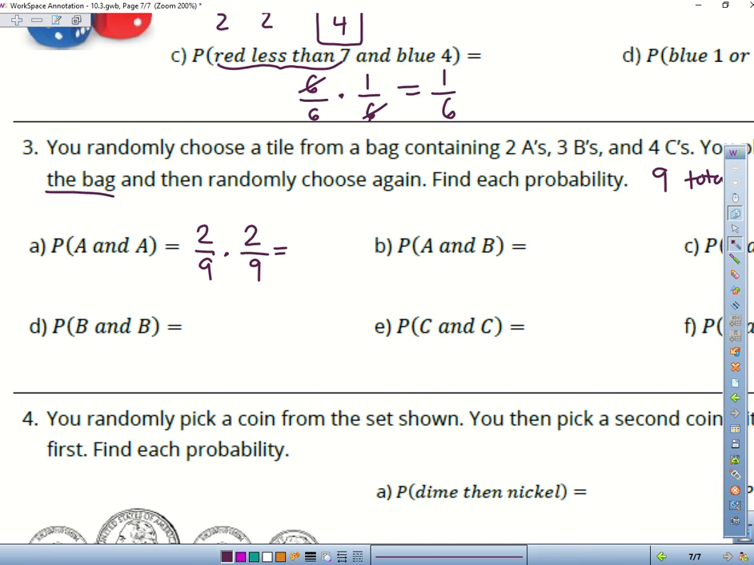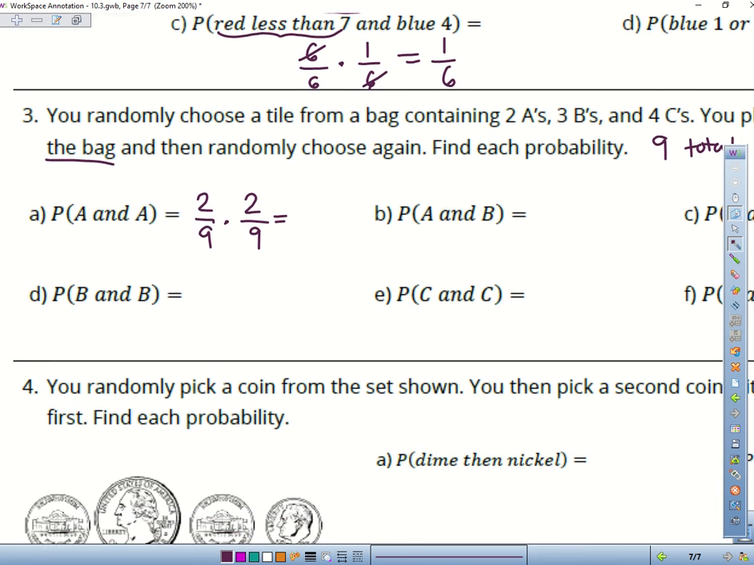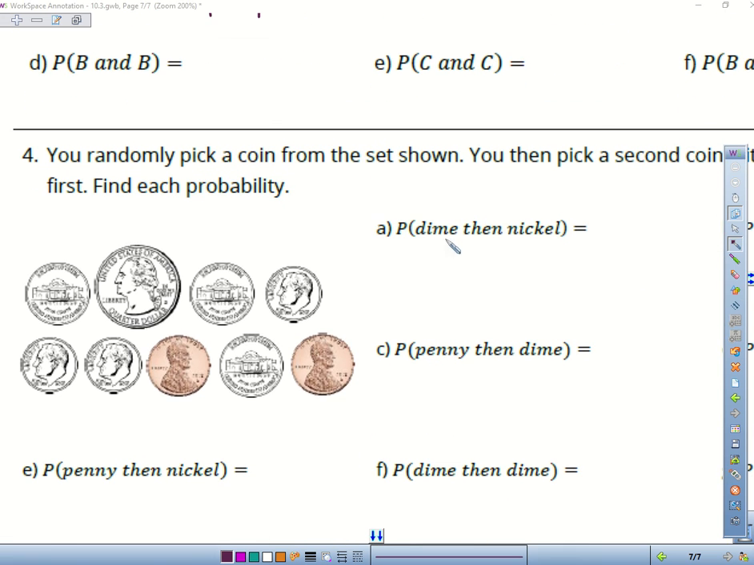And then this one is a little bit different, okay? This is a "then" situation. So let me explain what a "then" situation is. "Then" means you did one thing, then you did the next. It's like time has passed. So unlike with the problem we did in number 3, you're not replacing the coins back to their standard position. You're taking that coin and it's gone now. So we have to think about how that affects the denominator.